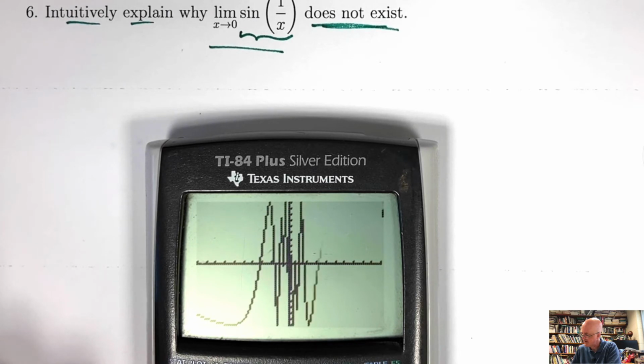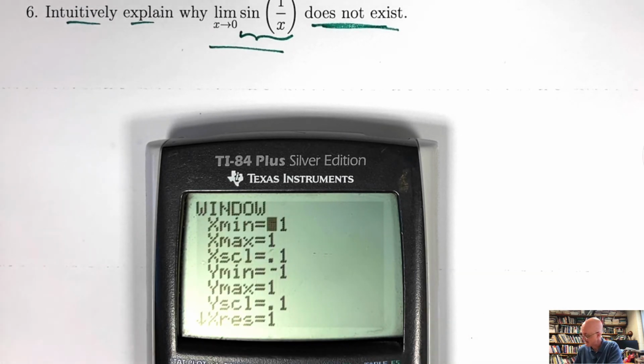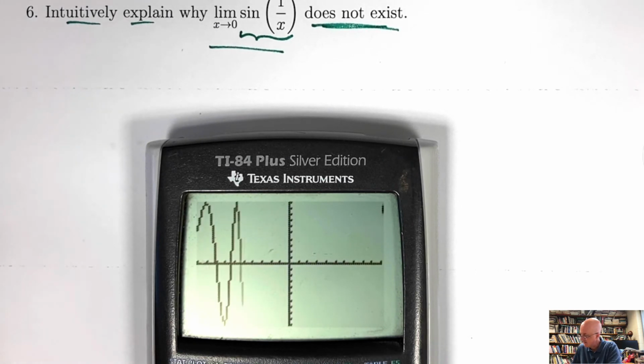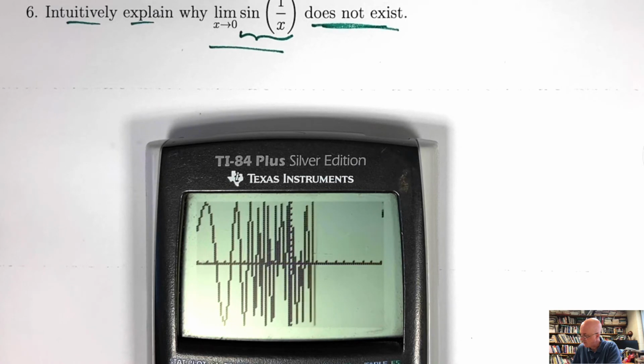Oh, something definitely weird going on. You might wonder, is this graph accurate? And I would say to you, actually not necessarily as accurate as could be, at least. Let's try negative 0.1 to positive 0.1. Whoa.